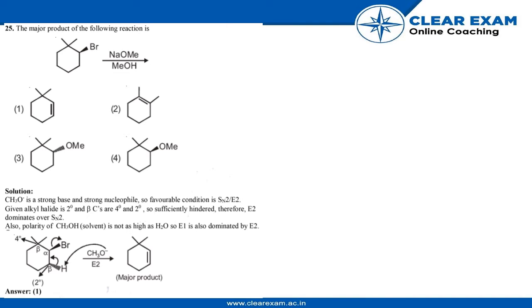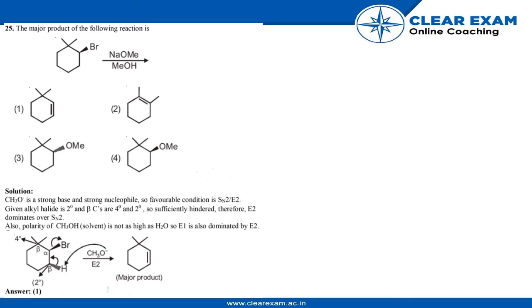Hello everyone, we're going to start with question number 25, and here we have to find the major product of the following reaction. So here we have a ring in which bromine is attached to it. So it is reacted with NaOMe upon MeOH.